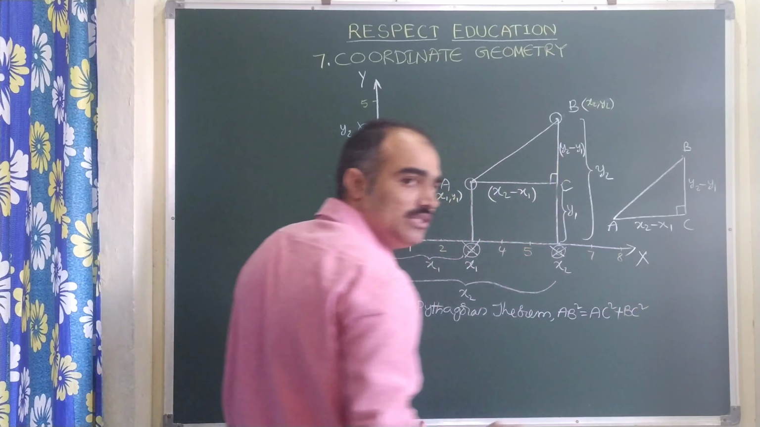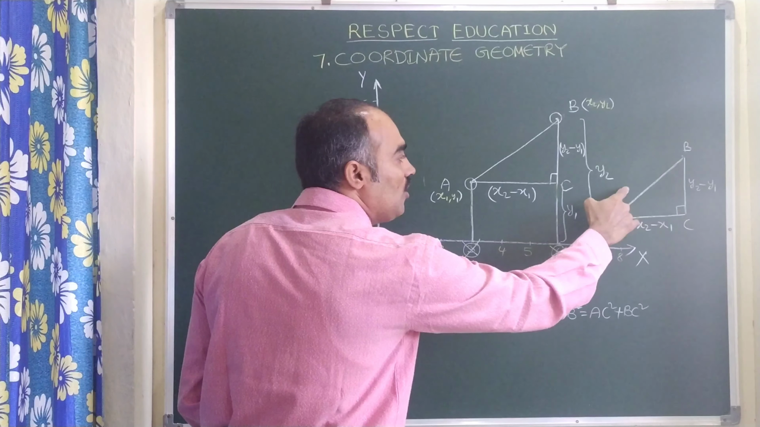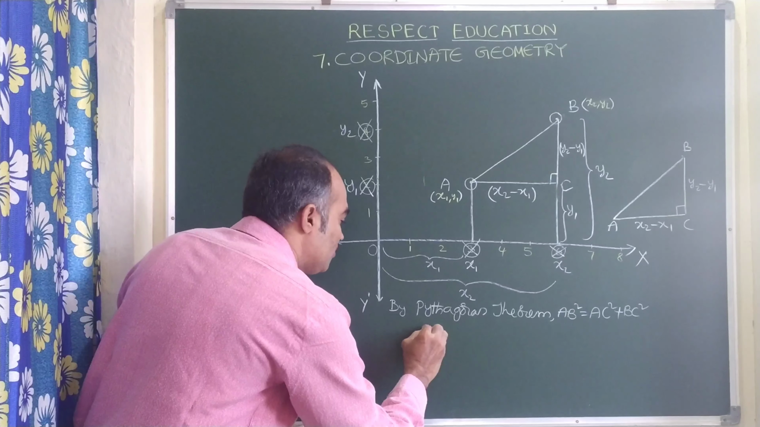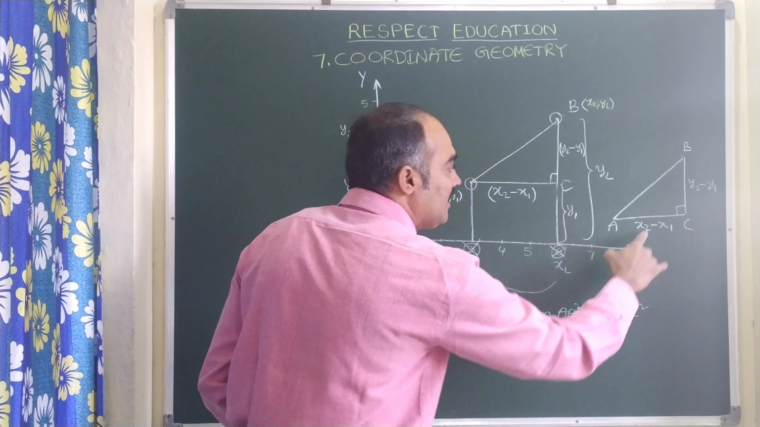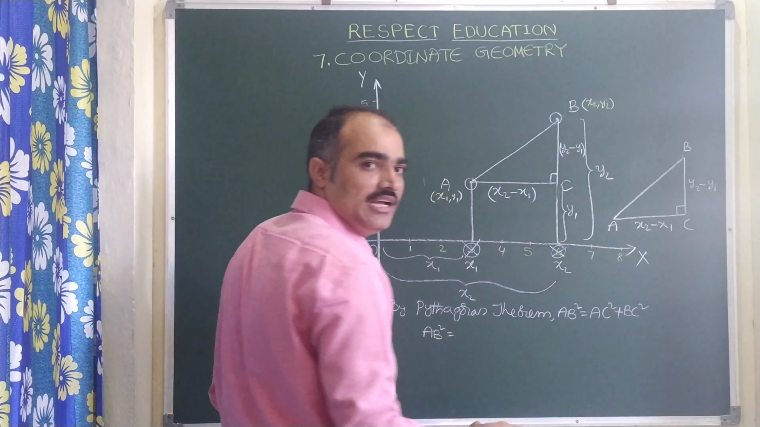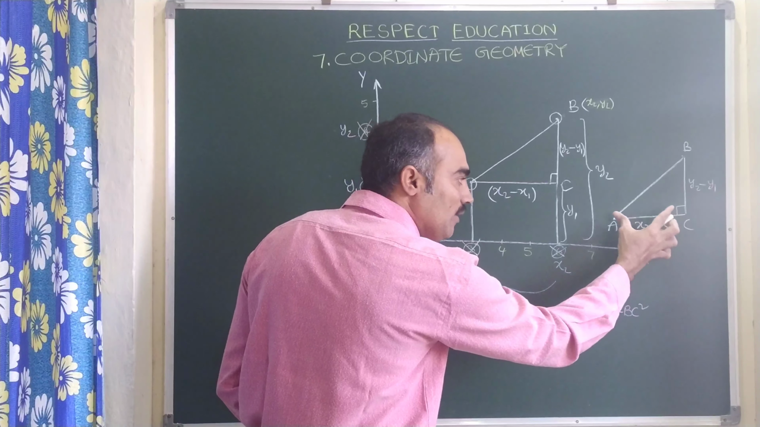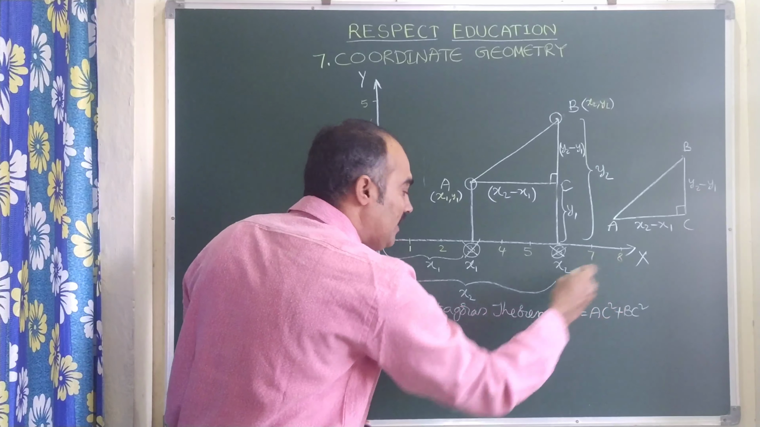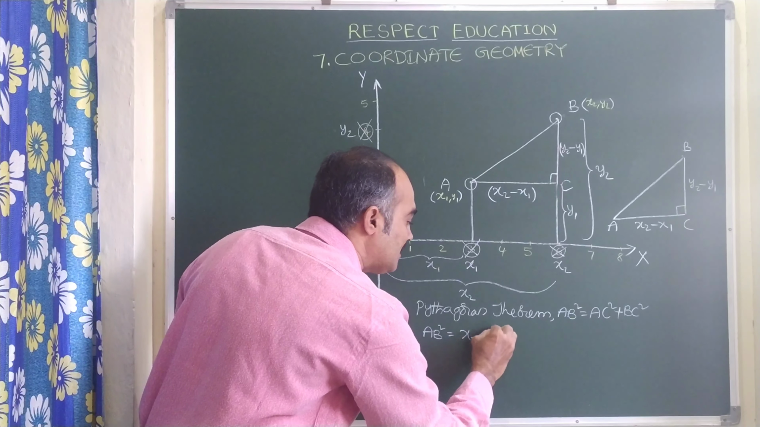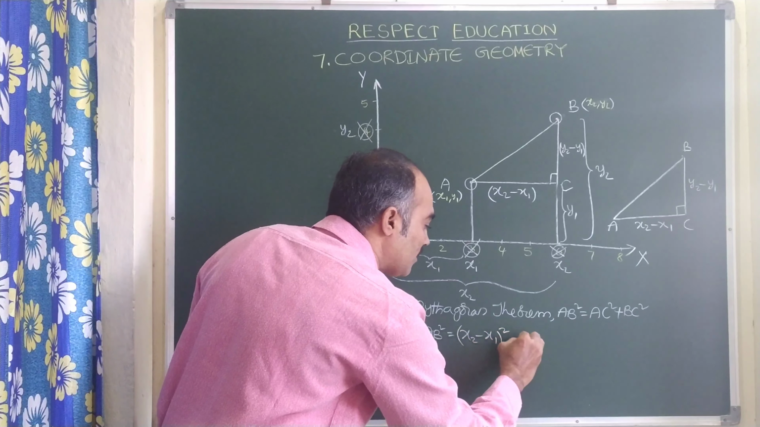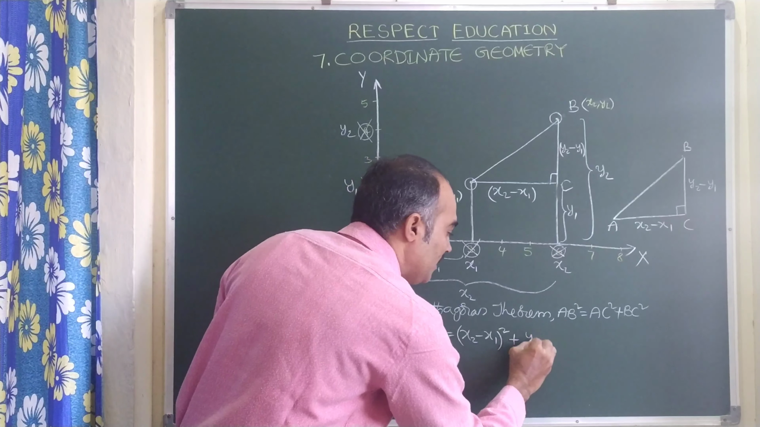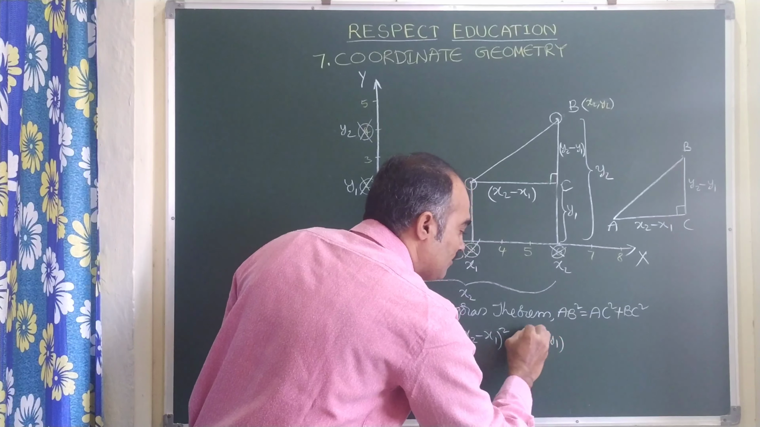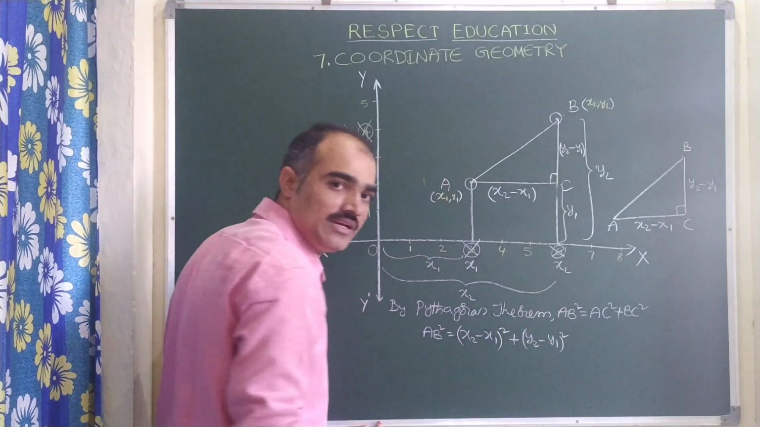Now let us substitute the values. AB square we do not know, that is what we need to find. So let us write AB square as it is. Now AC is x2 minus x1, so AC square is x2 minus x1 whole square, plus BC square. BC is y2 minus y1, so BC square is y2 minus y1 whole square.